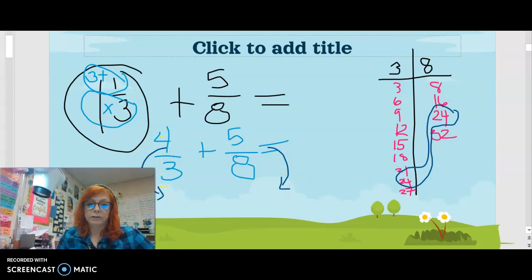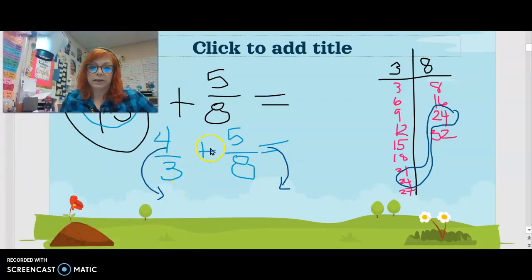And of course, let me move my face here. Because this is addition, it's going to be addition down here. And what will my common denominator be? 24. Right, 24. Both of those are 24.